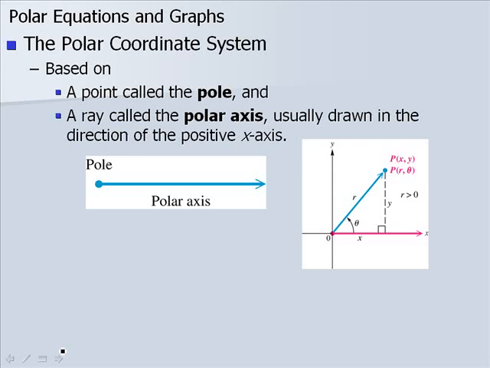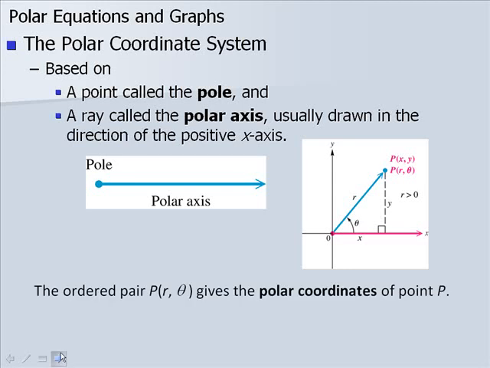Our point P has rectangular coordinates x, y. It can also be located by giving the directed angle theta from the positive x-axis to the vector OP and the directed distance r from the pole to point P. The ordered pair P, r, theta gives the polar coordinates of point P.